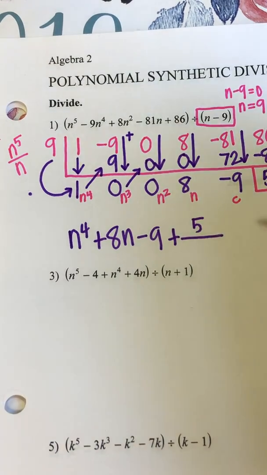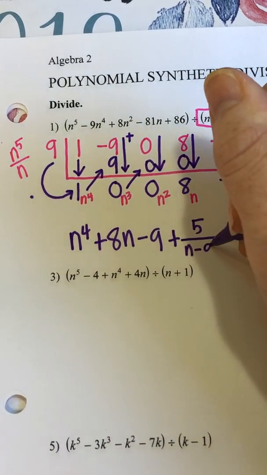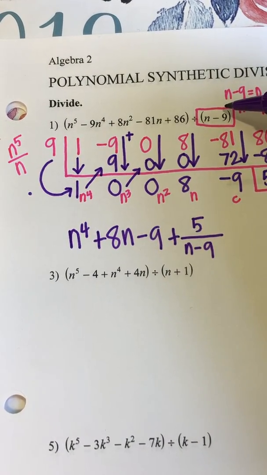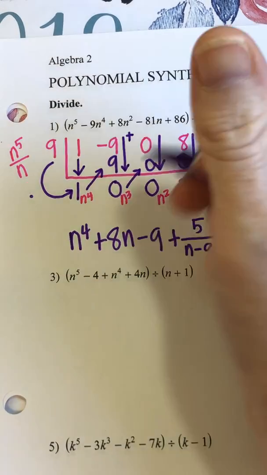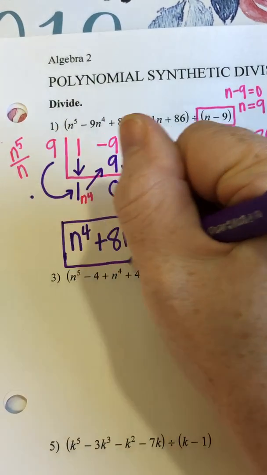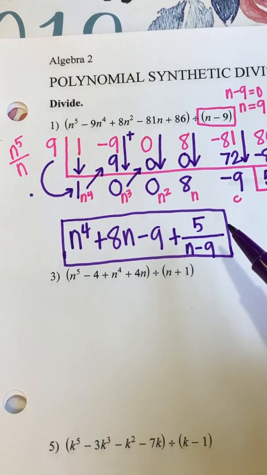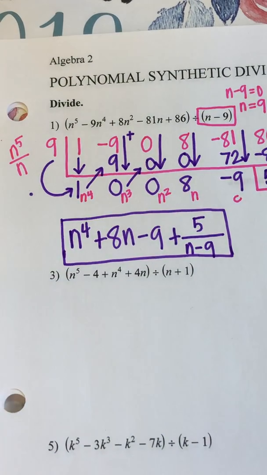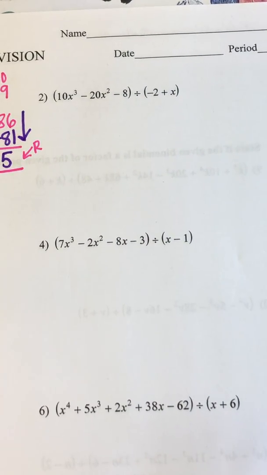What was my divisor to begin with? N minus 9. I've got to go back to my original polynomial and write that as my answer on the bottom. So this is my quotient. So since I had a remainder, does it divide into it evenly? No. Okay? Let's look at number 2, please.